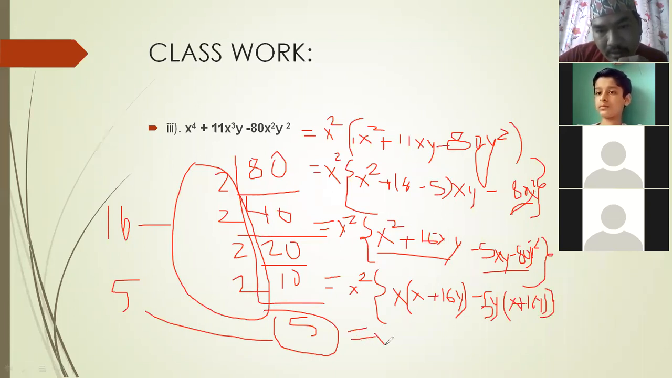Then what will be here? X square. One factor is x plus 16y, okay? And another factor is x minus 5y. Here became three factors. One is x square, another is x plus 16y, another is x minus 5y.